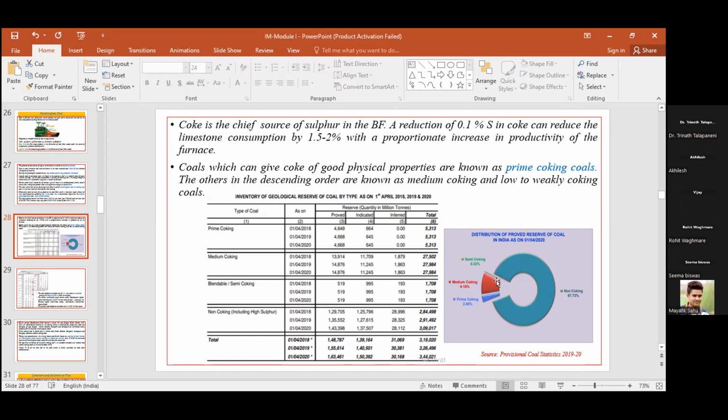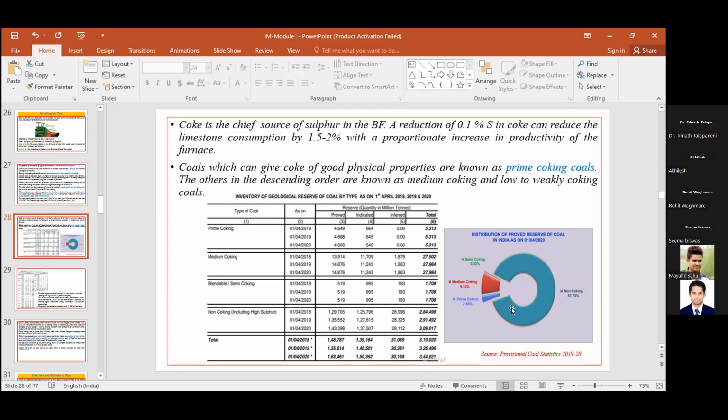And the rest, 12 to 13%, is again categorized into semi-coking coals having 0.32%, medium coking coals having 9%, and prime coking coals, which are very high quality coals you can use for the coke making process. We have only 2.86% deposits in our country.